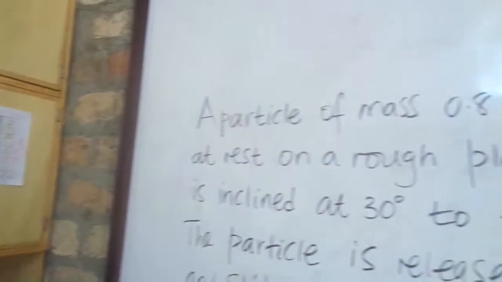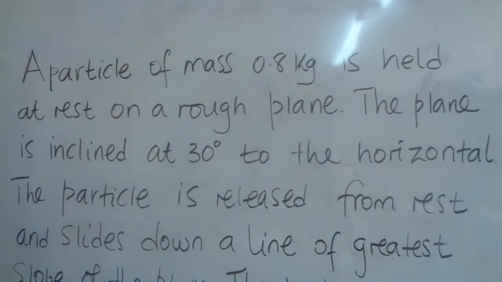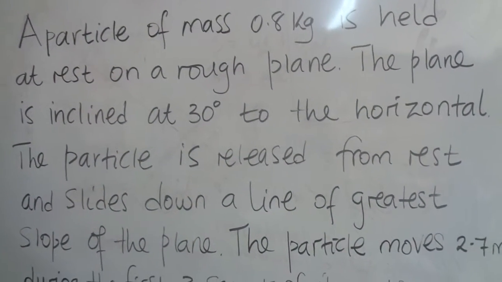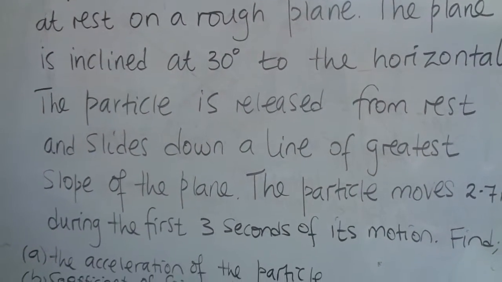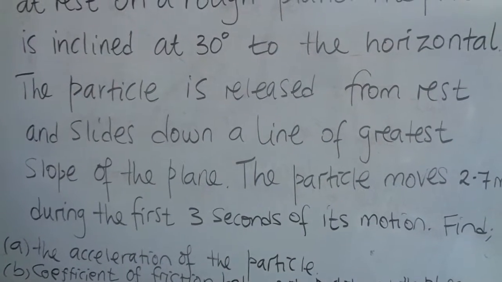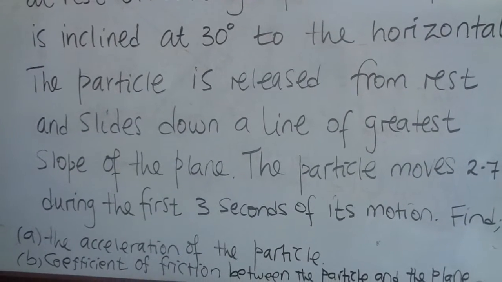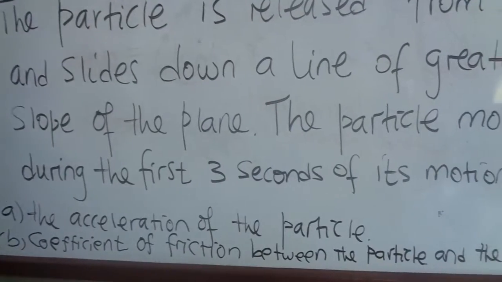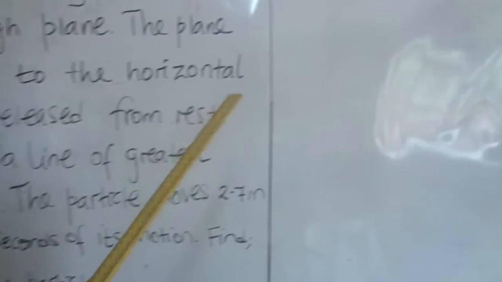We are going to look at this question. A particle of mass 0.8 kilograms is held at rest on a rough plane. The plane is inclined at 30 degrees to the horizontal, and the particle is released from rest and slides down a line of greatest slope on that plane. The particle moves 2.7 meters during the first 3 seconds of its motion. We are required to find the acceleration of the particle and the coefficient of friction between the particle and the plane.